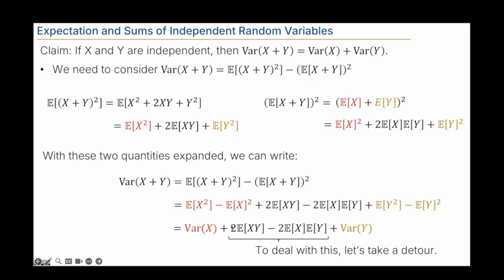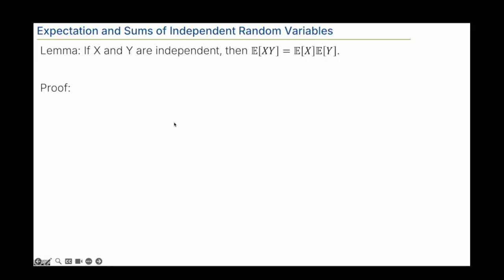So we're going to do a little detour here to show that if our random variables are independent, this thing is indeed 0. And I find this little subproof a little annoying, but so it goes. Okay, so what I want to try and convince you is that if X and Y are independent, then the expectation of their product is equal to the product of their expectations. So how's the proof going to go?